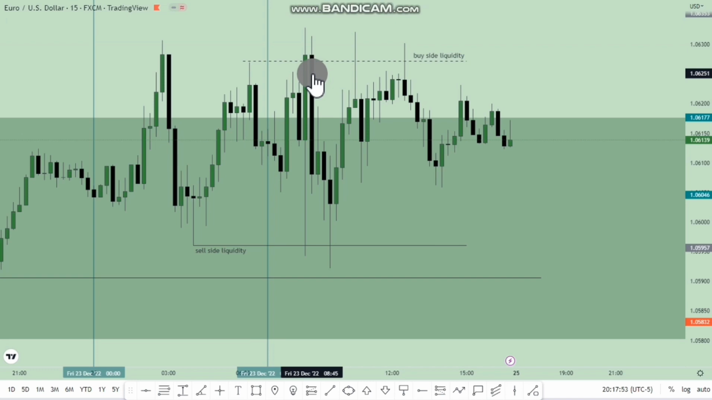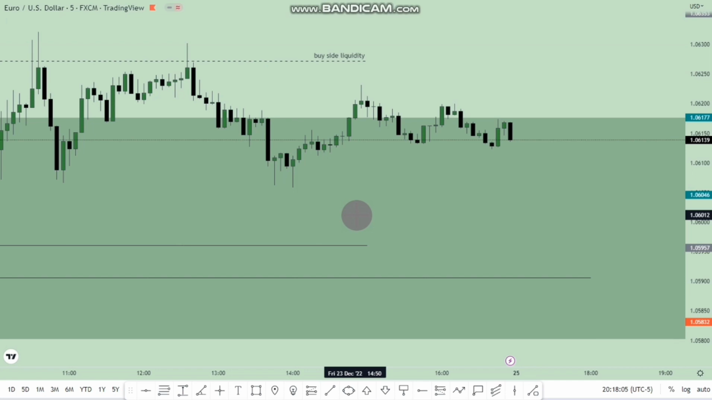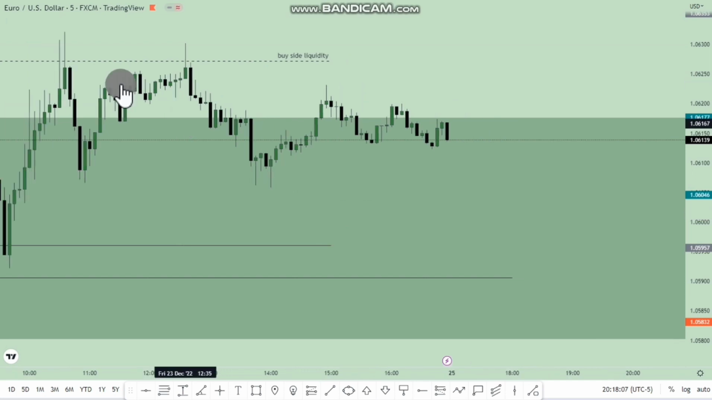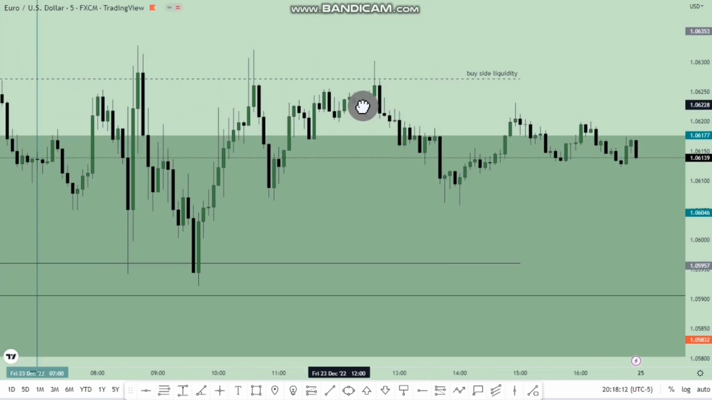So this is where Michael normally calls liquidity, equal highs, relative equal highs. You see, price took out two equal highs and dropped to the downside, reaching the sell side liquidity that we normally take the trades from. So let me go to the lower time frame so that we can see things more clearly.